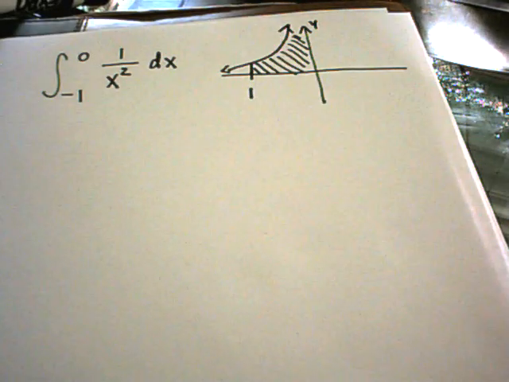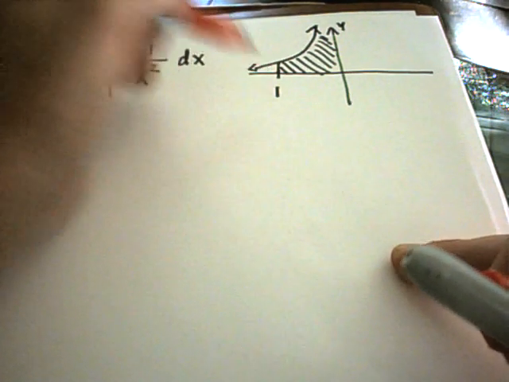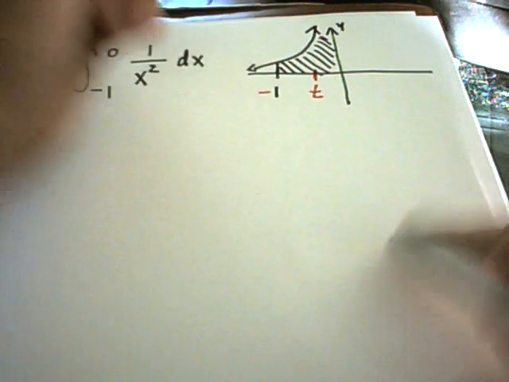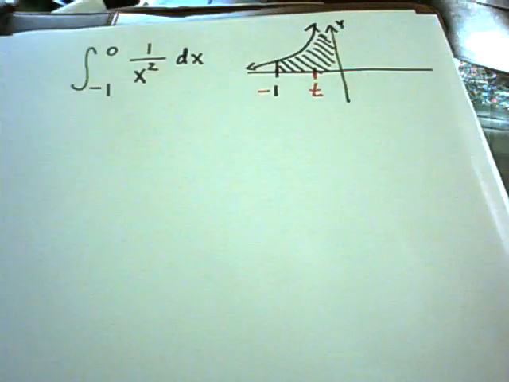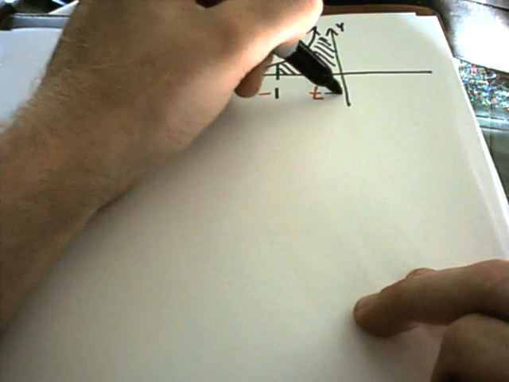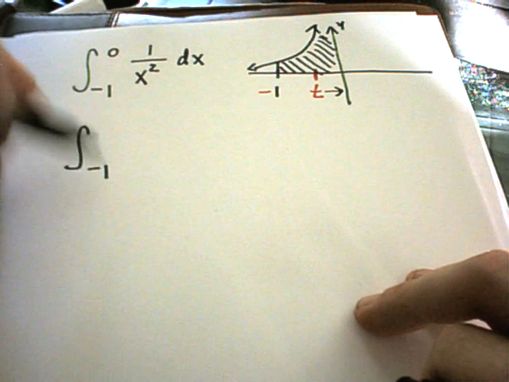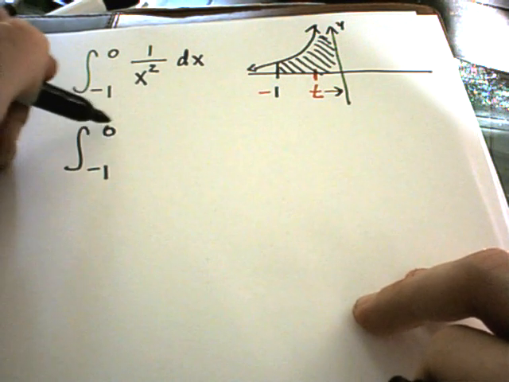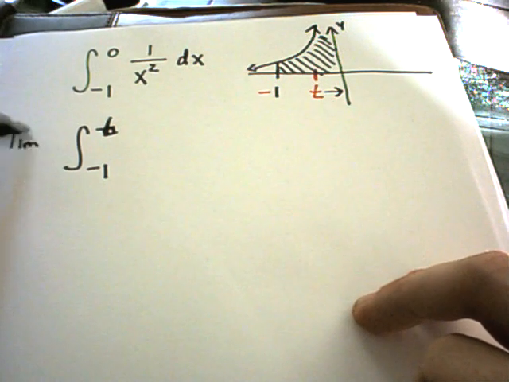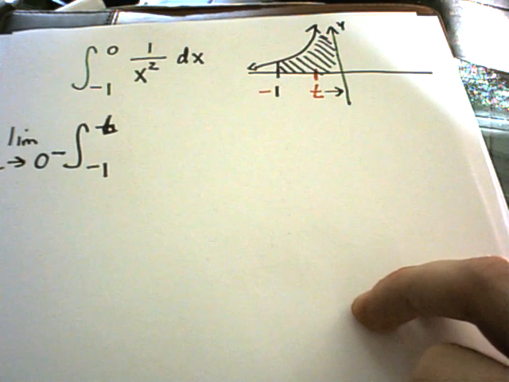And what we're going to do is, instead of integrating from negative 1 to 0, we'll go from negative 1 to some other value. We'll call it again t. And we're going to let t move over to the right. So let's make it negative 1 to t. And in this case t needs to be approaching 0, but from the left side.